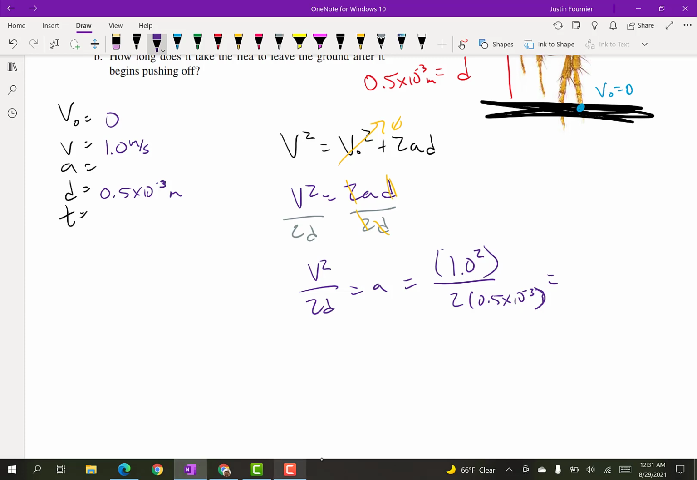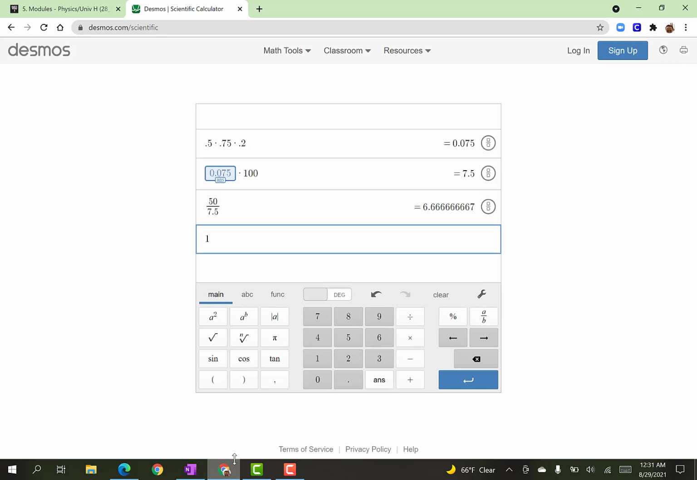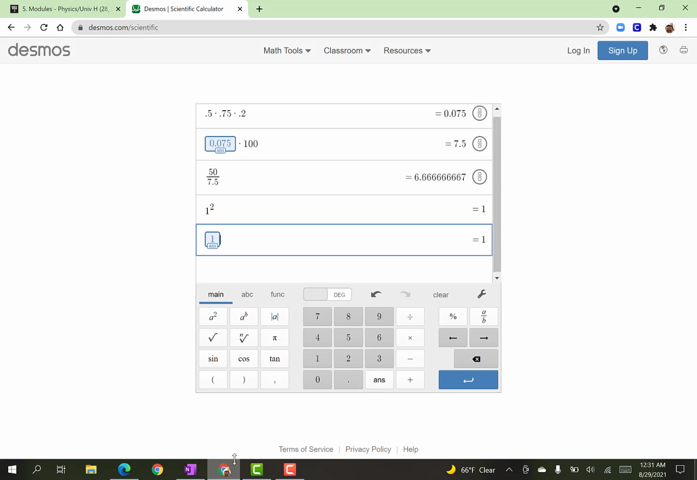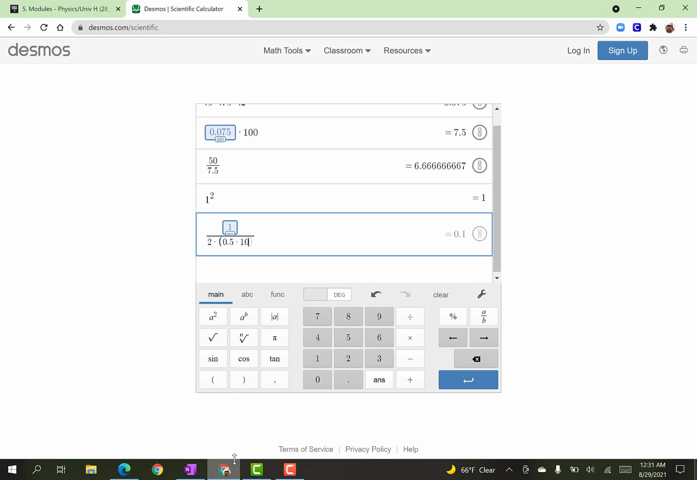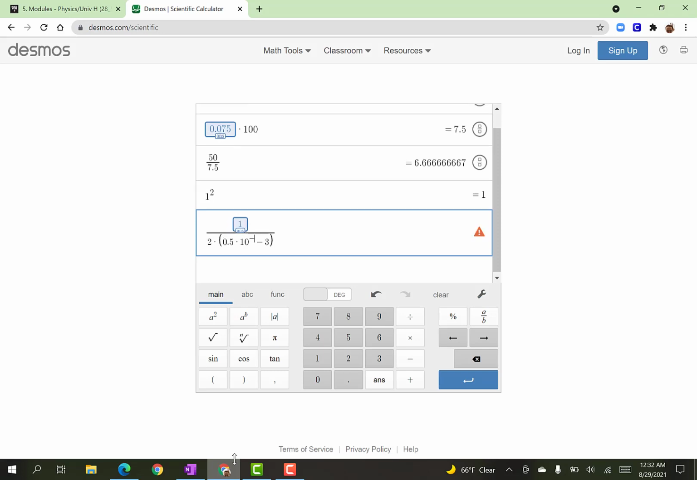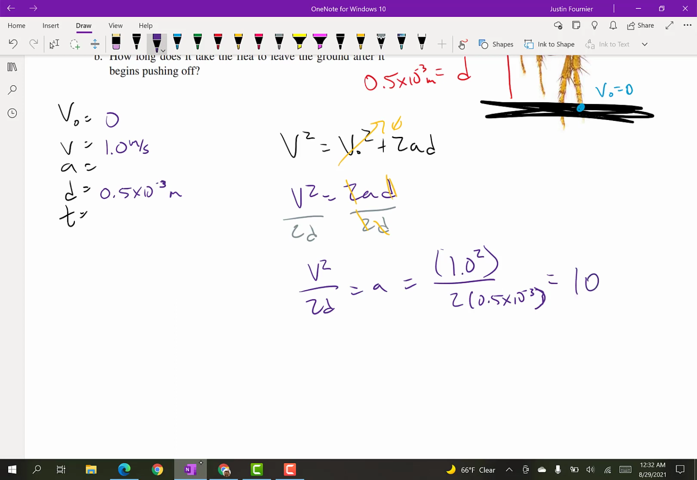Let's see. 1 divided by 0.5, 2 times 0.5 times 10 to the negative 3. So it's going to be 1 squared. Alright, I'll say squared. Why the heck not? And then that answer divided by 2 times 0.5 times 10 to the power of negative 3. And I get 1,000 meters per second squared. Yikes. That's a lot of acceleration for one flea. So there we go. That's part A.